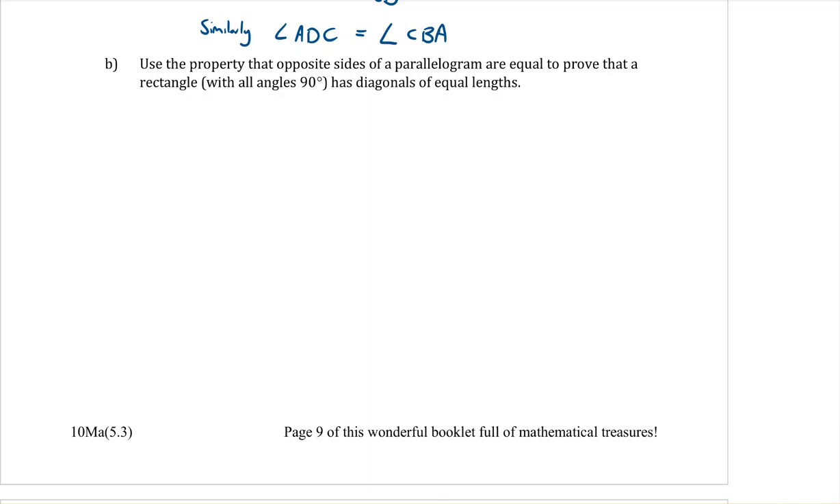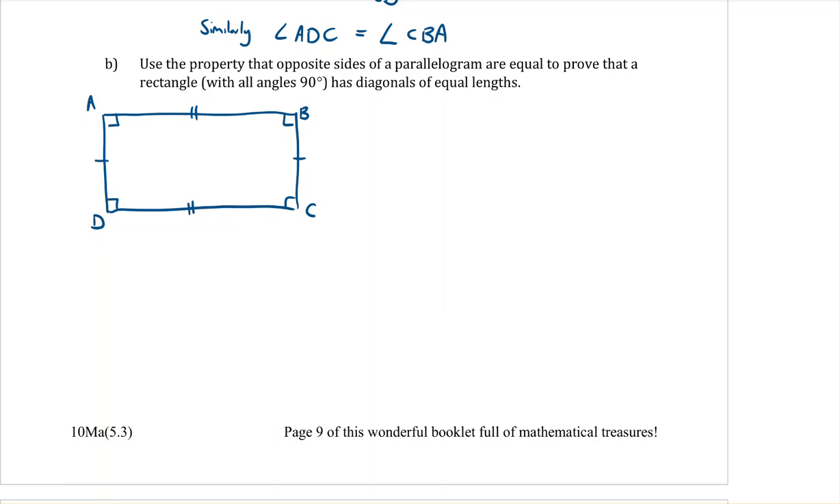Okay, so we know that we're trying to use a rectangle because it says to prove that a rectangle with all angles of 90 degrees. Okay, so rectangle with all angles 90 degrees, there it is. I'm going to give my vertices some labels, A, B, C, and D. It says use the property that opposite sides of a parallelogram are equal. So I can use that that side is equal to that side and that side is equal to that side.